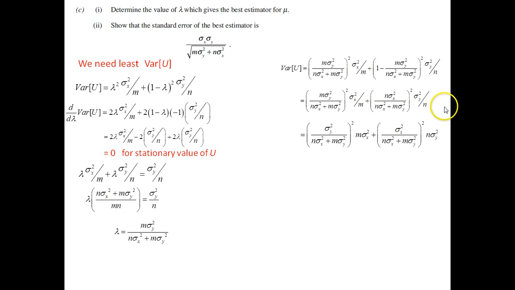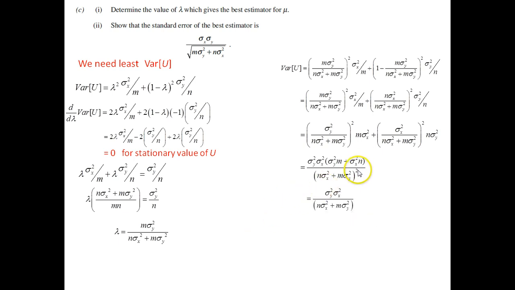We can multiply the m squared for the first bracket, which will cancel with the m on the bottom. So we've got just m times sigma x squared, and the n squared will cancel with the n on the bottom, leaving us with just n sigma y squared. We have a sigma y squared for both, and we have a sigma x squared for both. So taking those out, we have m times the sigma y squared plus n times the sigma x squared left.